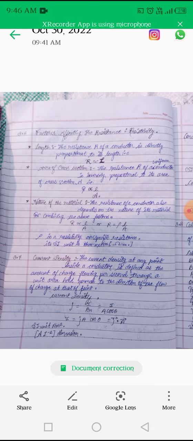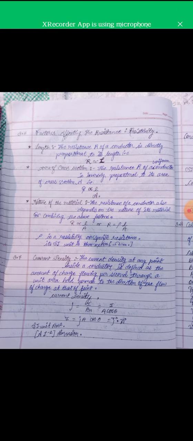Nature of the material. The resistance of a conductor also depends on the nature of its material. Combining the above factors, R is directly proportional to L upon A, or R equals rho L upon A. Rho is the resistivity or specific resistance. Its SI unit is ohm meter.